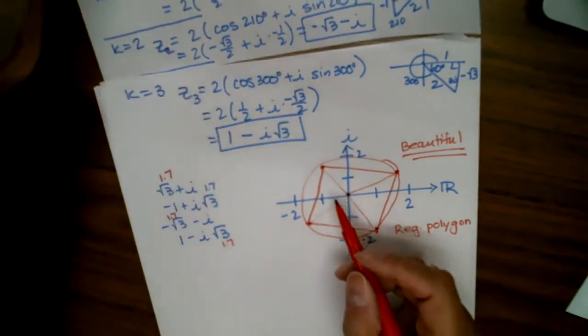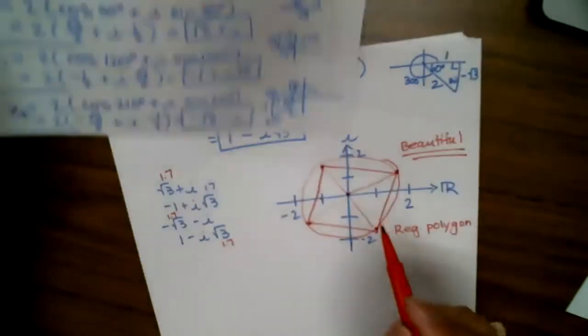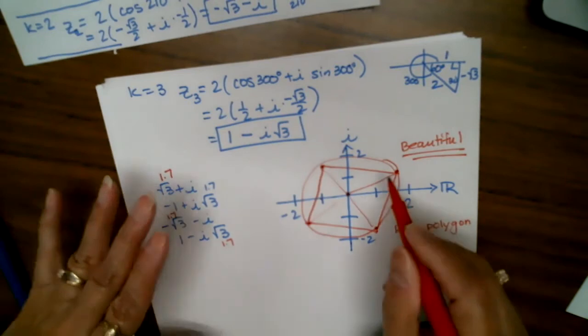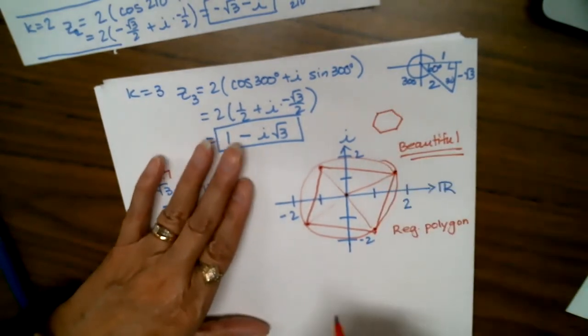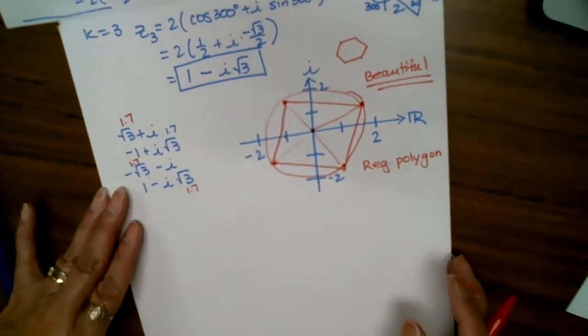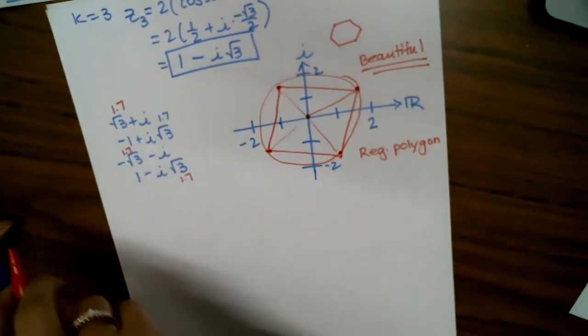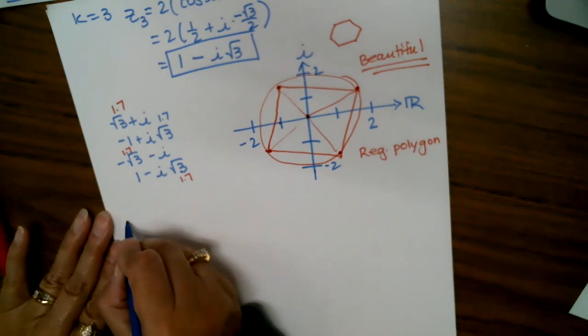If it happens to be the 6th root, you would have 6, and when you graphed them, they would make a perfect hexagon on the graph. It's really cool to take a look at the graph. You're not going to be asked to graph them today, but I just wanted to show you that.